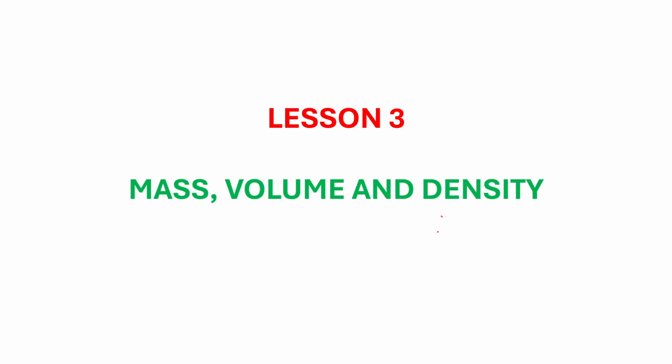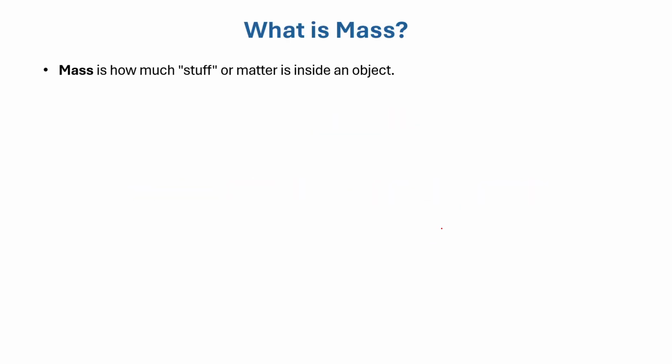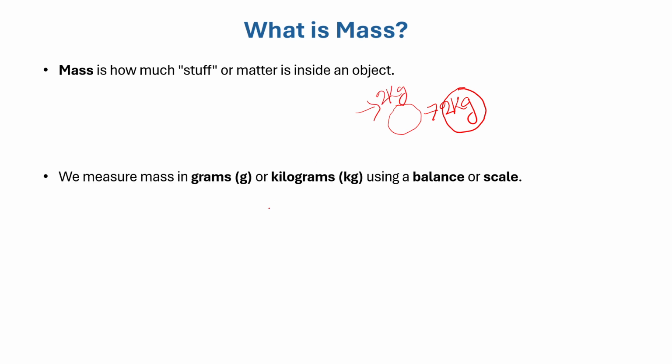Today we are going to talk about some super important science concepts, which are mass, volume and density. So what is mass? Mass is how much stuff or matter is inside an object. For example, if you have a rock that weighs, suppose, 2 kilograms, you can say that this rock has a mass of 2 kilograms. So we measure mass in grams or in kilograms using a balance or a scale.